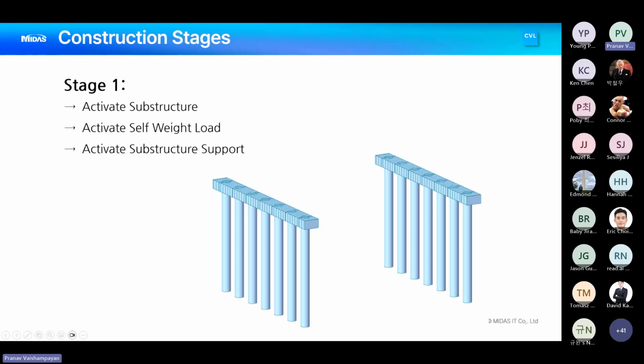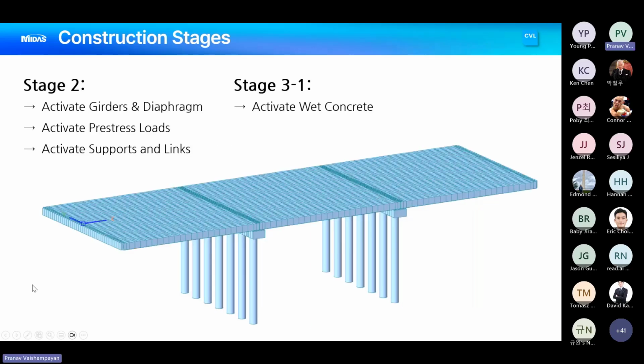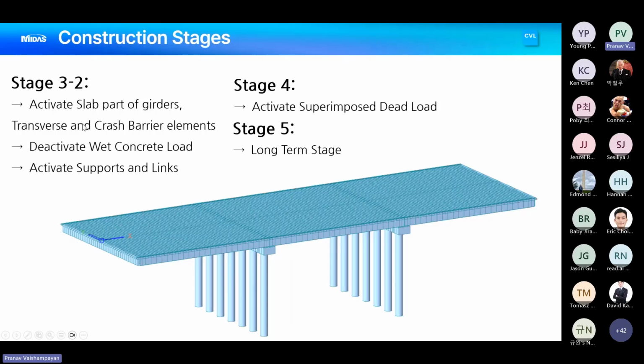These will be our construction stages. We are also going to include construction stages in our session. So in stage 1, we are going to activate the substructure, self-weight, and the substructure supports. Stage 2, it will be girder and diaphragm activation, pre-stress load activation, and supports and links to connect the superstructure to the substructure. Stage 3, we are going to activate wet concrete to simulate the cast in situ slab.